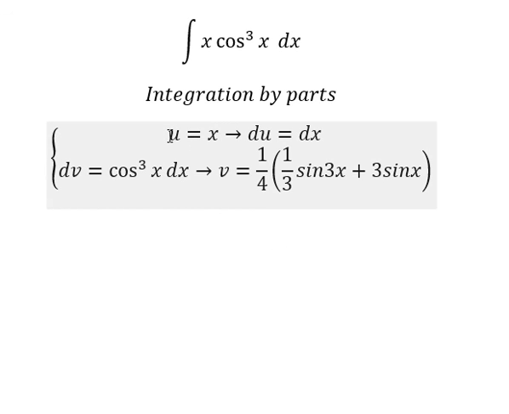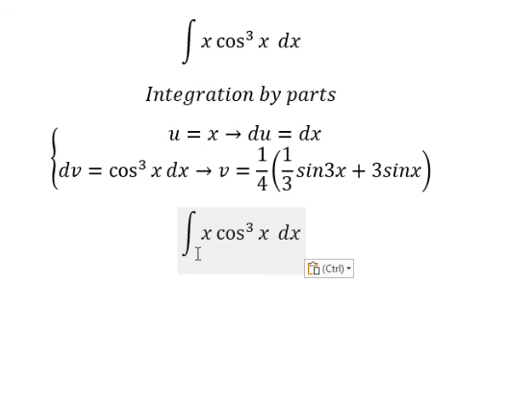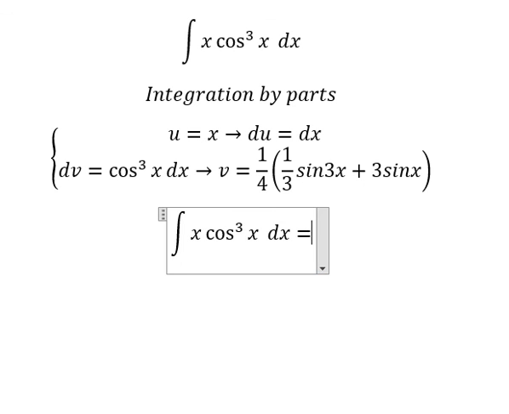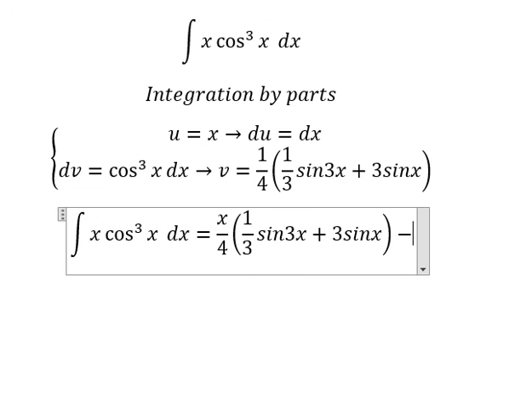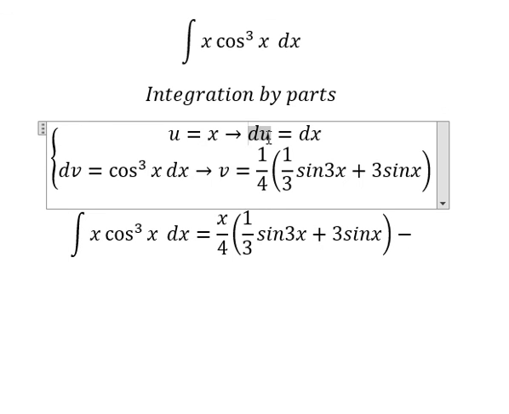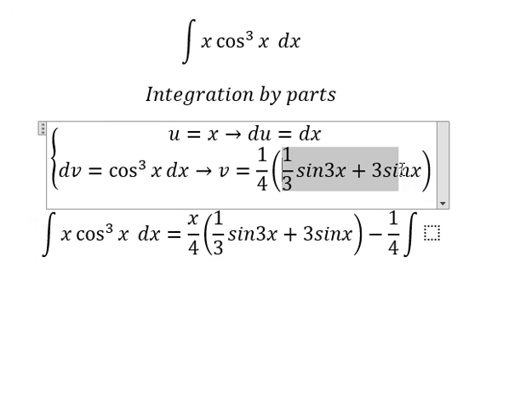Now we have u multiplied by v, so that should be x over number 4, and we have this one in here, minus we have the u multiplied by v, and now we have the integration of this one.